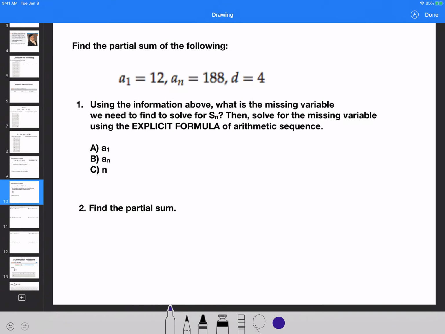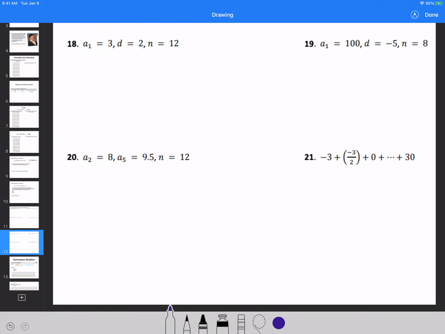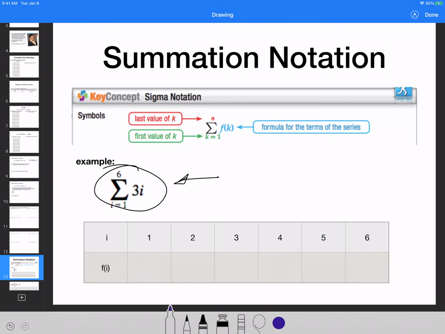Okay? You will get this question to do for your homework, along with these 4 other questions. Please finish them by Thursday. I will give you extra days to do so. On Thursday, I will assign you the quiz along with the summation notation form. Okay? Thank you and have a good day.